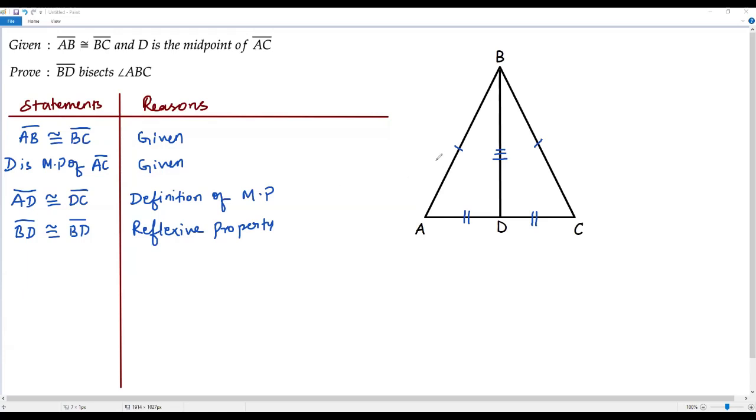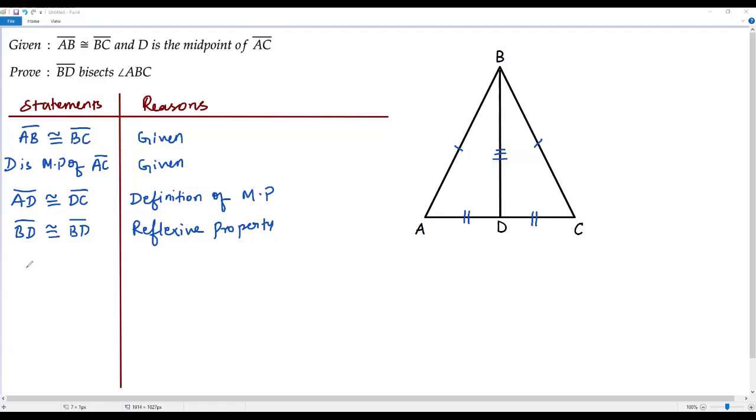Okay, now let me consider two triangles over here. One triangle on the left side, that is ABD. One triangle on the right side, that is CBD. Now let me consider the side AB of the triangle on the left side. So the side AB is congruent to the side CB of the triangle on the right side. And also the side AD in the triangle on the left side is congruent to the side DC of the triangle on the right side. And BD is a common side for both the triangles. Okay, so the three sides of the triangle on the left side are congruent to the three sides of the triangle on the right side.